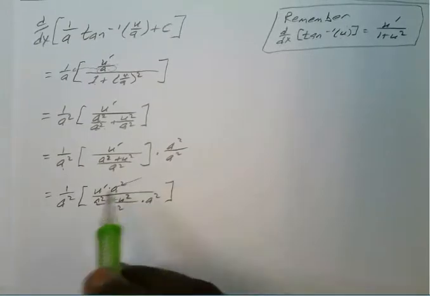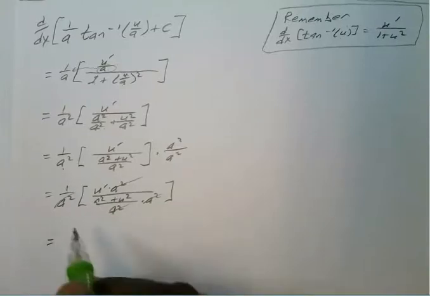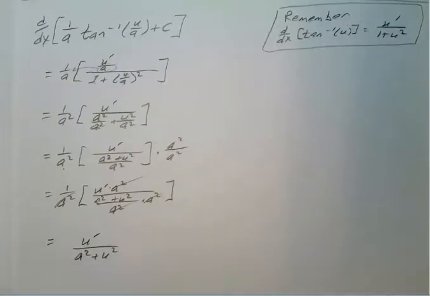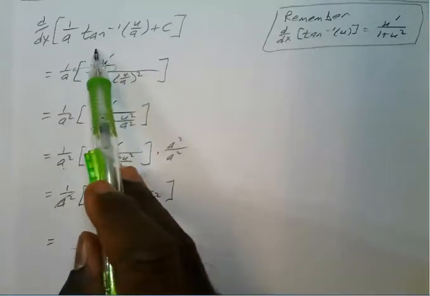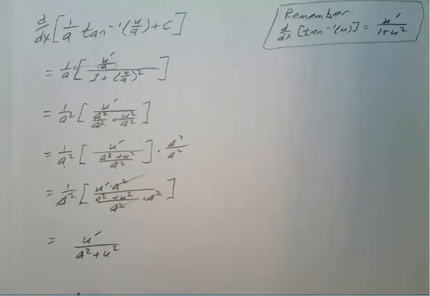Okay, so we see here that this a squared and this one cancels out, this one and this one cancels out. So we end up with u prime times a squared plus u squared. Okay, so what does this tell us? This tells us that u prime over a squared plus u squared is equal to the derivative of 1 over a tangent inverse of u over a plus c.